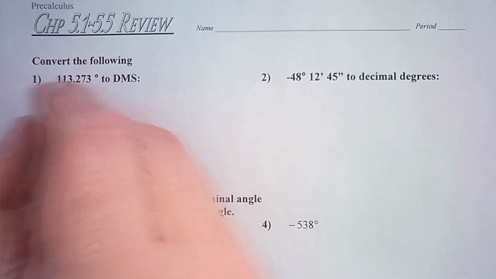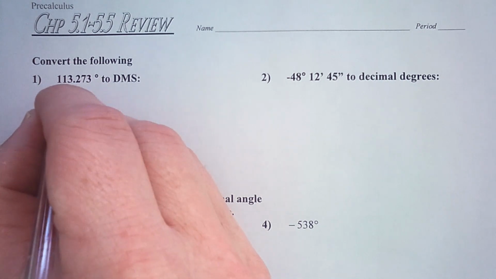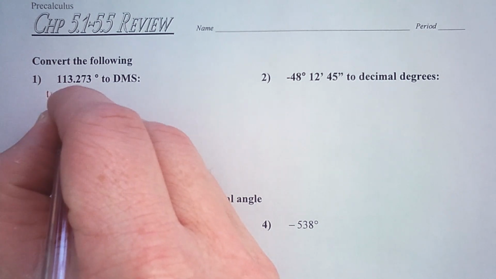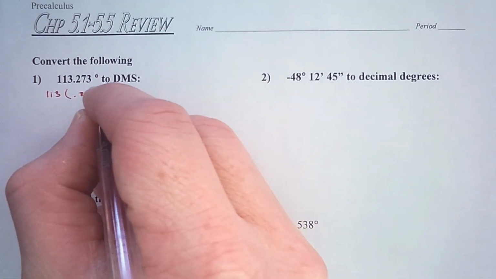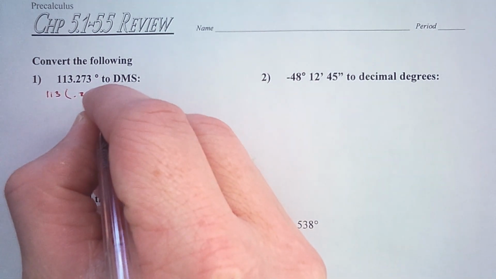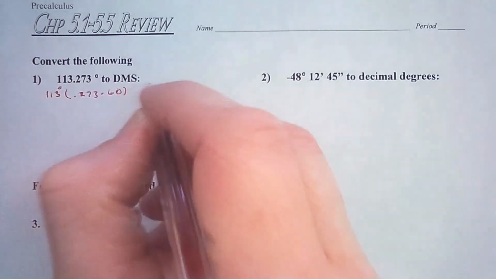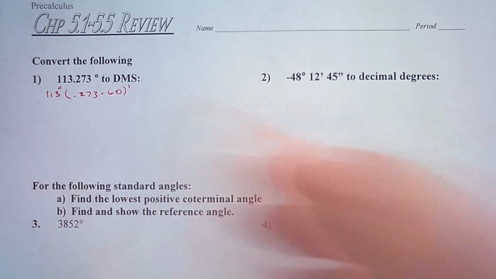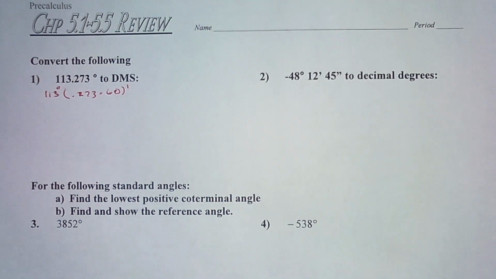So we know we have 113 whole degrees, and we have 0.273 remaining, and we will multiply that by 60, and we'll have 113 degrees and some minutes. Okay, so 0.273 times 60 gives us 16.38 minutes.